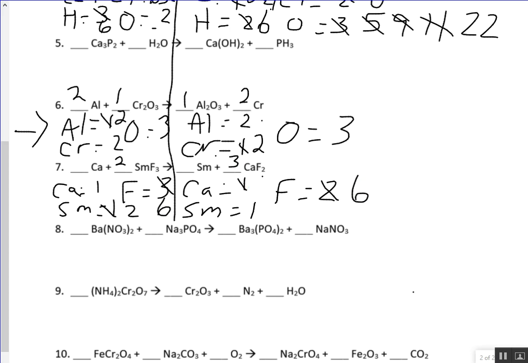And now I have 3 Cas. And then let's just clean this up here. So if I need 3 Cas over here, and I need 2 Sms over here. So 3, 6, and 2, 3, 6, and 2. Now we're balanced. So see, it wasn't really difficult. It took a couple extra steps. If you really want to challenge yourself, go ahead and do 5, 8, 9, 10.